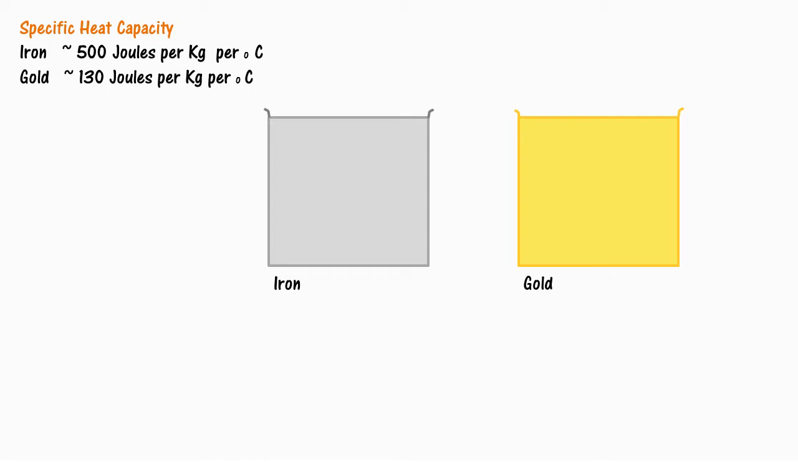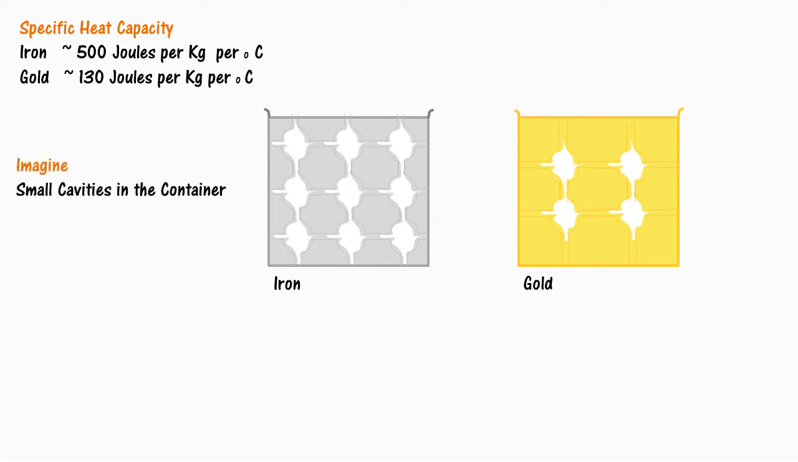The specific heat capacity of iron is known to be about 500 joules per kg per degree centigrade. And for gold, it is known to be about 130 joules per kg per degree centigrade. Here we have two blocks of iron and gold of 1 kg each, and we are having imaginary cavities in these blocks of iron and gold. These will help us understand the concept of specific heat capacity.